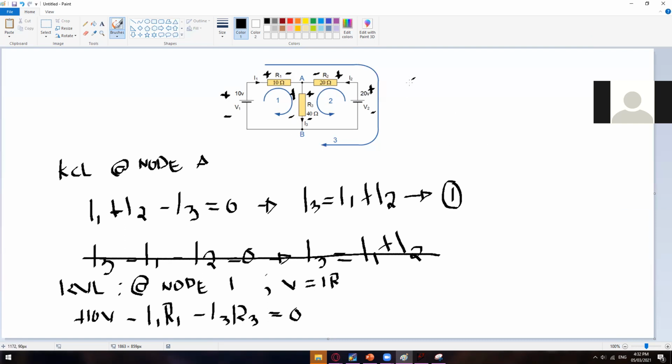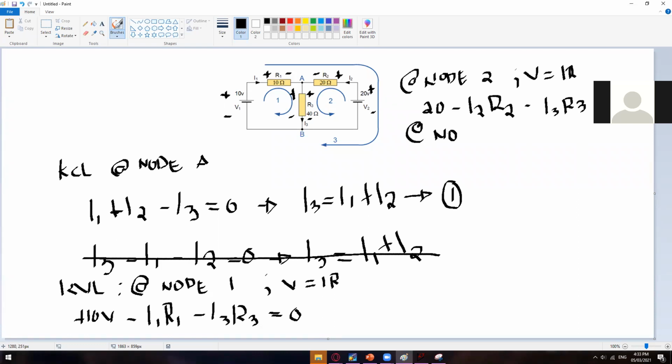And you don't have enough space anymore. So let's say right here at loop 2. Okay, so still KVL. So we have this positive 20 volts and then minus I sub 2 times R sub 2. And then we have this minus 40 I3 R3, I3 times R3 equal to 0.